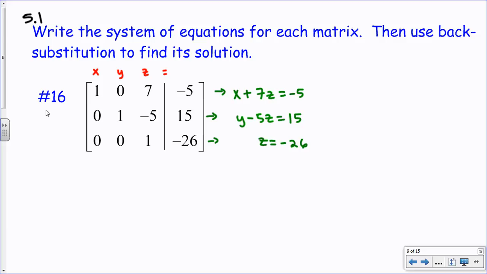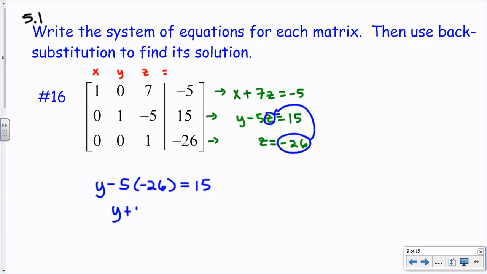Okay, then we want to back substitute. So I already know z. So let's plug this in. Let's just go to this one first and find y. So that's y minus 5 times -26 equals 15. So that's plus 130. So y equals -115.